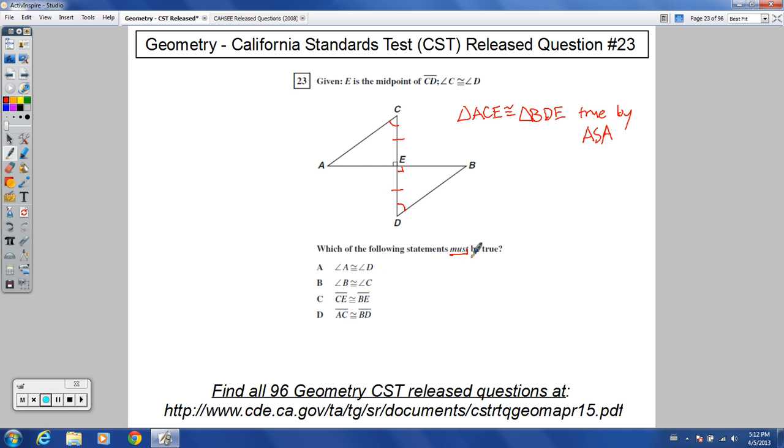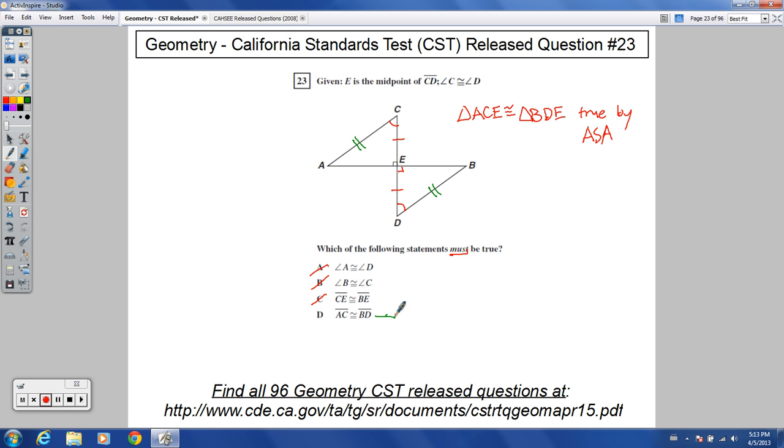So which one must be true? Angle A and D, do those necessarily match up? No. Angles B and C, do these necessarily match up? No. This one matches up with this one, but not necessarily here to here. CE to BE, does that have to be true? Does CE have to be congruent to BE? Nope, doesn't match up like that. But does AC have to be congruent to BD? Would this have to be congruent right here to this if you can prove there are congruent triangles?